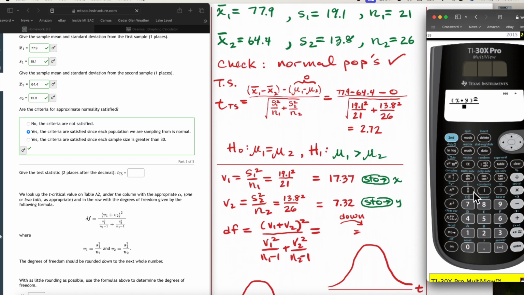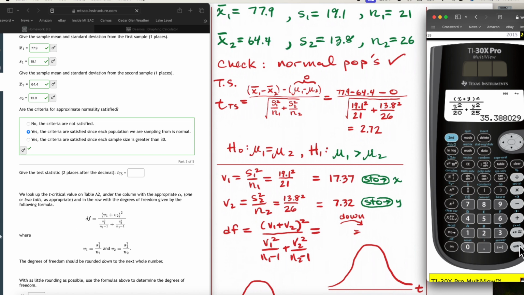Denominator, another fraction. Okay, V1 squared, that's X squared over our N1 minus 1. So N1 was 21, so we're going to subtract 1 and divide by 20 here. And then right arrow, plus another fraction. V2, right? V2 squared down here. But V2 is stored in Y, so you tap the variable button twice. Y squared over N2 minus 1. N2 is 26, so we're going to divide by 25.